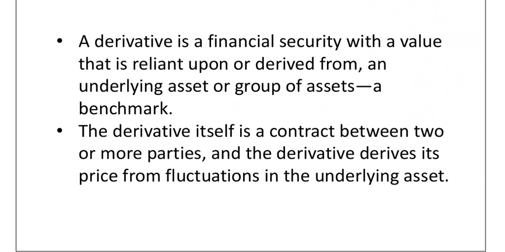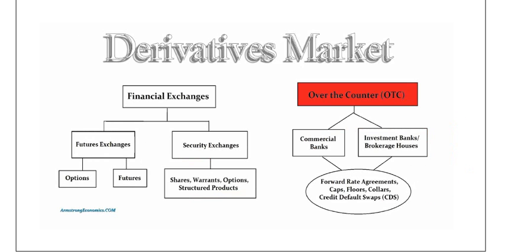So a derivative itself is a contract between two parties. Two or more parties, if there is an exchange involved, then there are more than two parties, and the derivative derives its value from the fluctuation in the underlying asset. And this second point, we will get to know when we discuss various kinds of derivatives. So this is the whole chart of what a derivative market is.